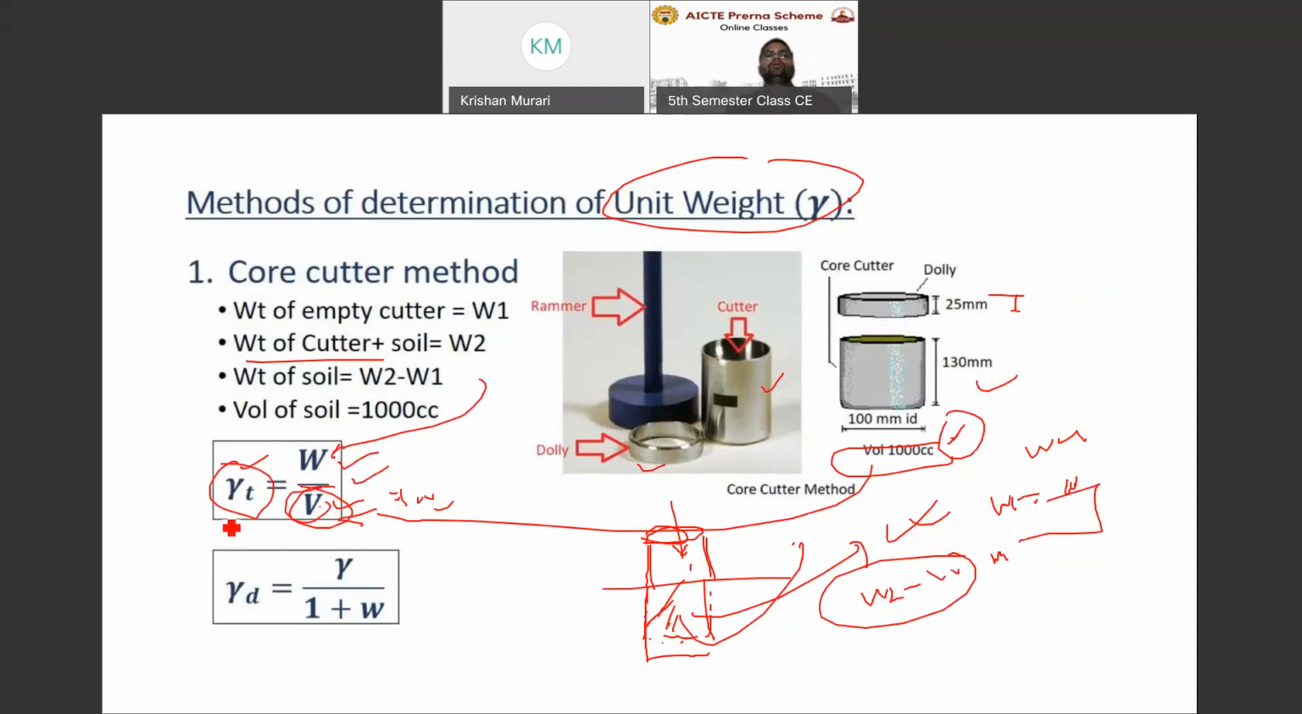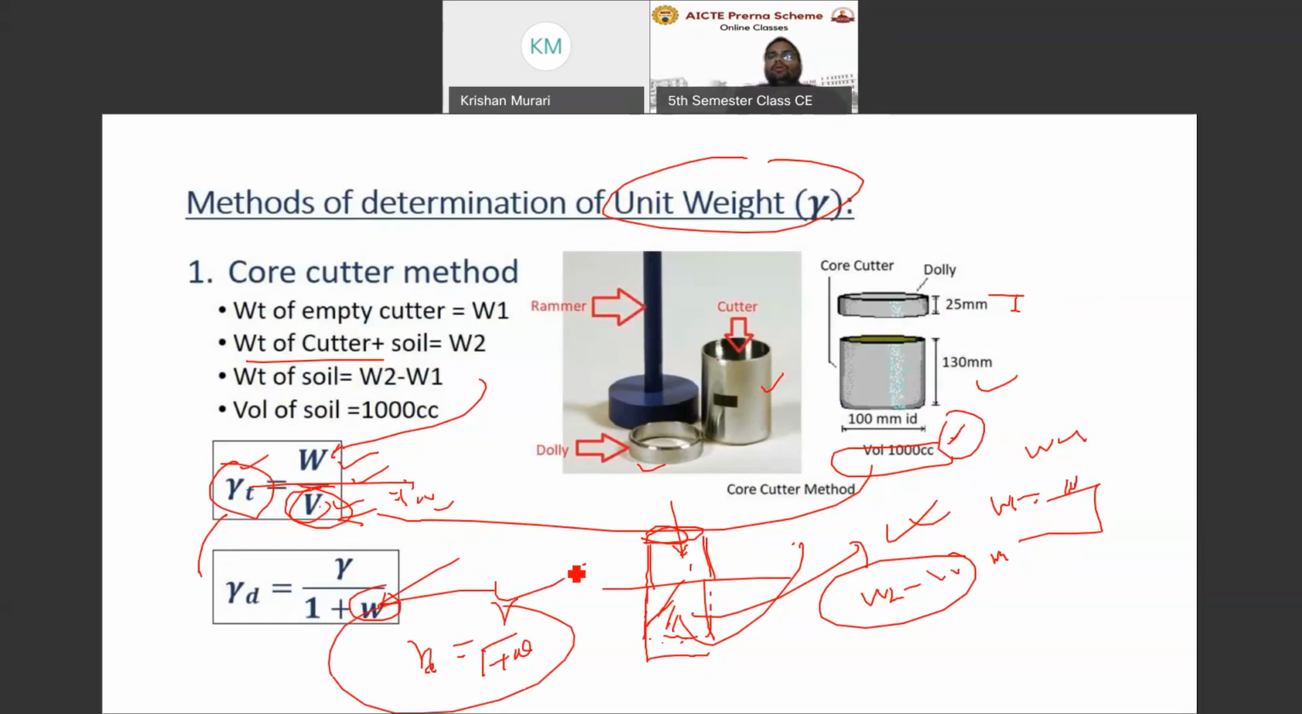If you want to know the dry unit weight of the soil particularly, we have some methods for determining the water content. If the bulk unit weight is known, you have to put that sample in an oven for 24 hours, maintaining a temperature of 105 to 110 degrees Celsius. Then you can find the water content. If you find the water content, then you simply use this formula: gamma bulk upon 1 plus W, that is the dry unit weight. So with the help of the core cutter method, you can find all the values of unit weight, saturated condition, dry condition, bulk condition, whatever you want.